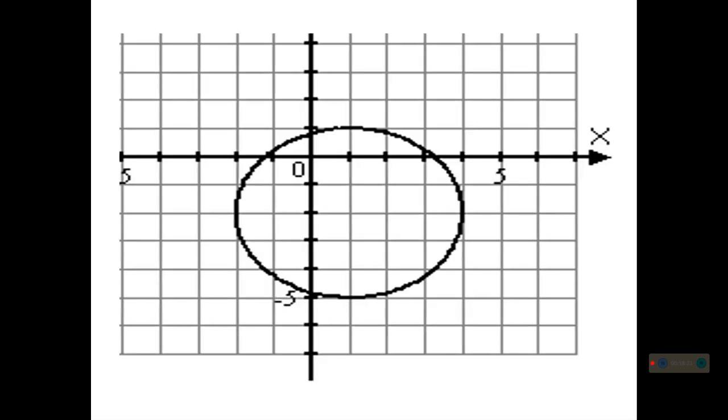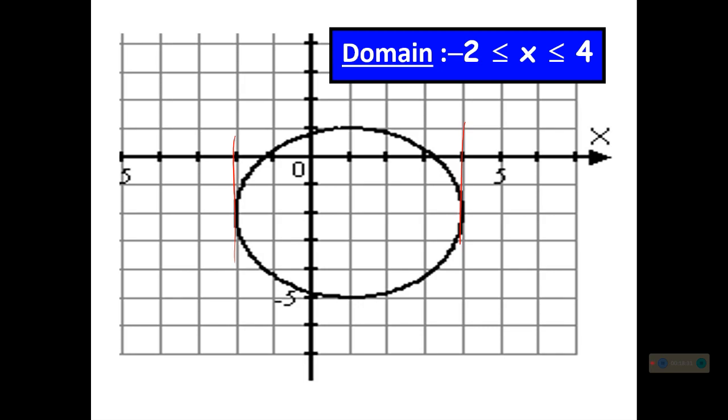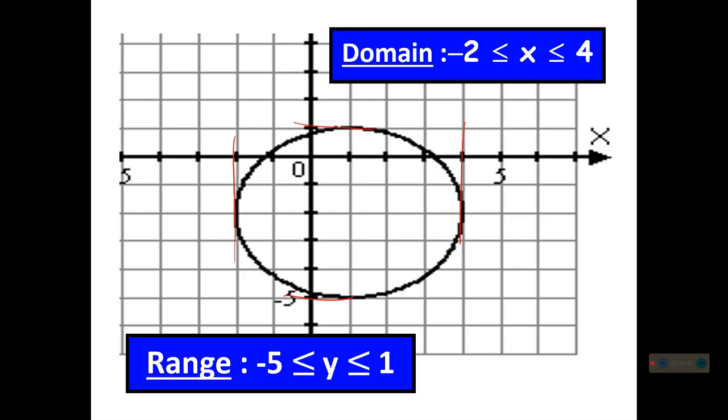Okay, how about this one? Again, your x starts with this. What number is this and what number is this? Correct. Your x is greater than or equal to -2 but less than or equal to 4. Correct. And our range will start here and end here. So we have your y is greater than or equal to -5 but less than or equal to 1.